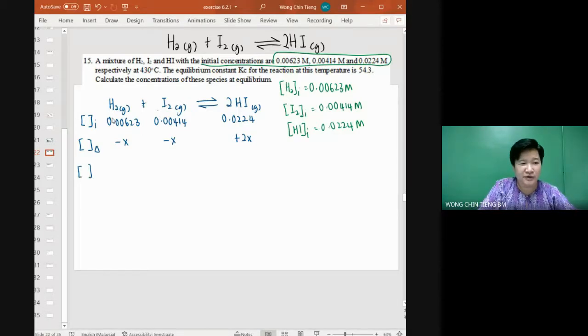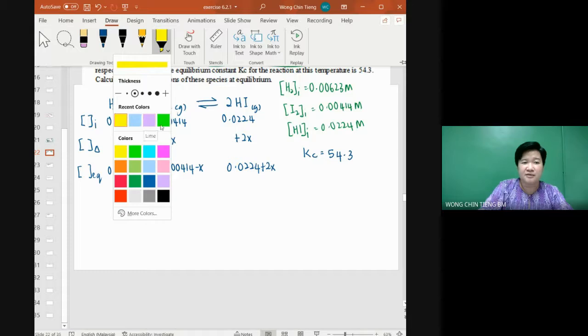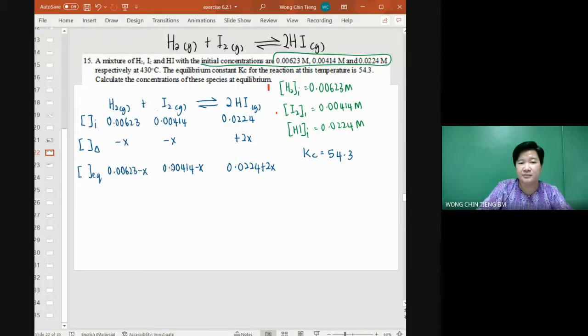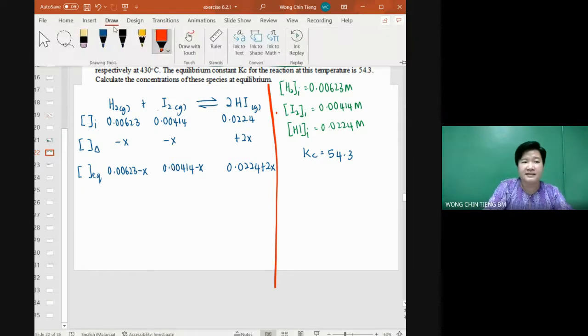So, equilibrium over here. This is the $1 million question. So, equilibrium pun tak ada apa. Tolak X. You have your 0.00414 minus X. You have your 0.0224 plus 2X. Okay? Betul? Setakat ni? Kc given. Kc given is 54.3. The biggest problem arise in today's question is kita bukan nak cari Kc. Kc telah diberi. Apa yang kita nak cari adalah X tersebut. By using the Kc and so on.